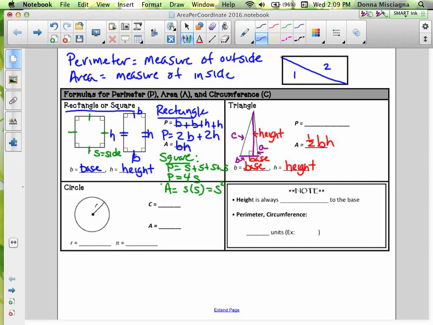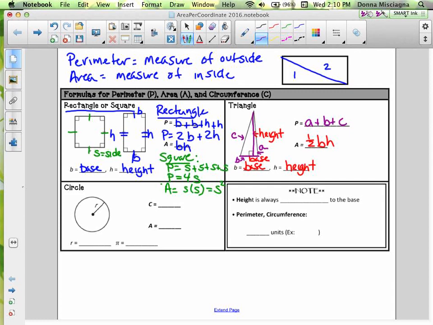So to find the perimeter, I just have to add up the sides. I don't have any way to simplify that. So like for the rectangle, we had 2 times the base and 2 times the height. I may very well have 3 different measurements for the triangle. So we'll just say you add up the 3 sides, and that's all there is to it. All right, so that was it for the triangle. Let's move on to the circle.